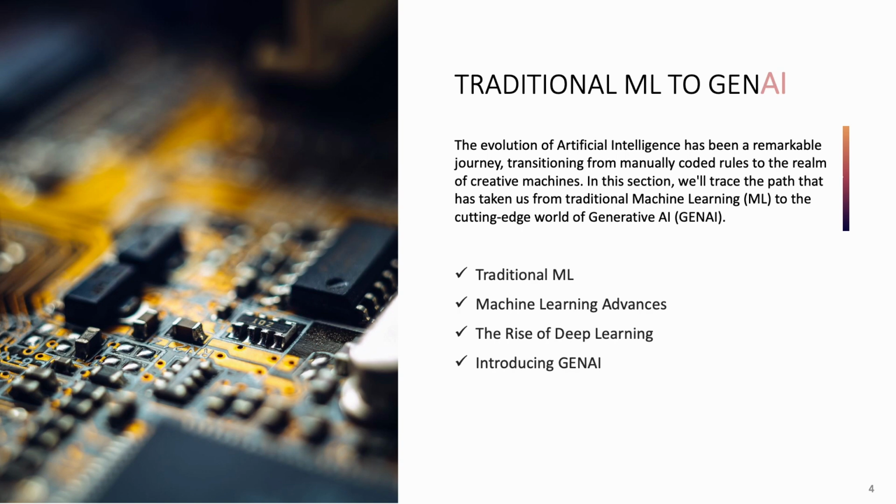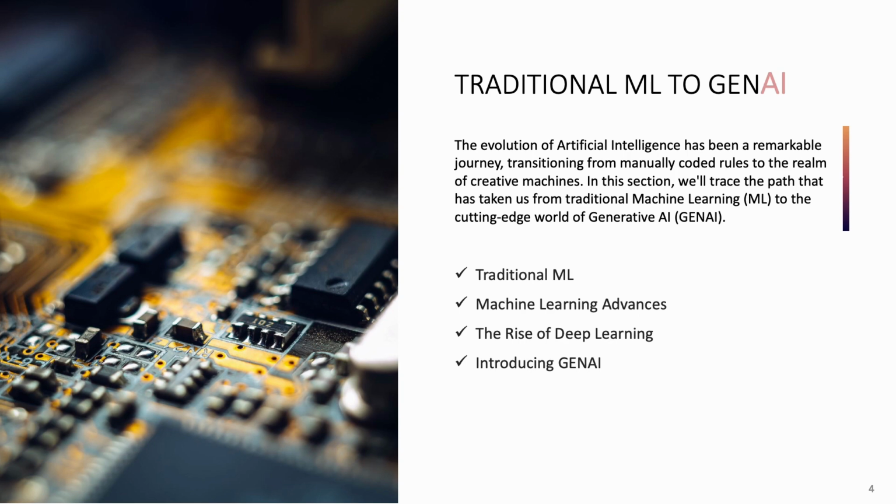Initially we used traditional ML. What does it mean? Picture this like giving your computer a set of instructions. Back in the day, we manually coded rules for a computer, like a teacher. Take the example of teachers: if teachers say if this, then that, then we follow the same rule. This is how we used traditional ML back in the day.